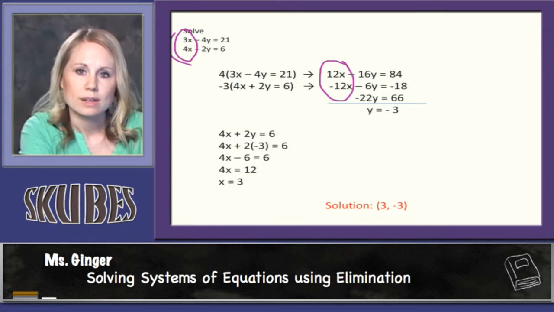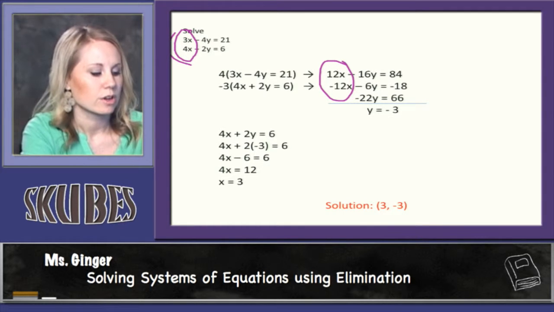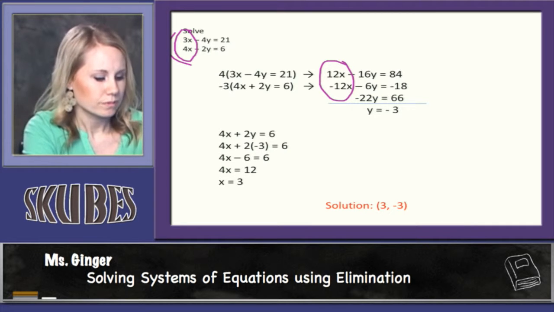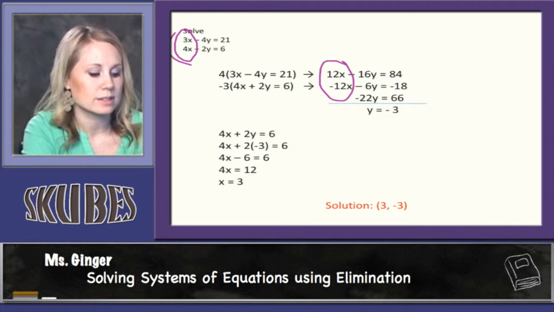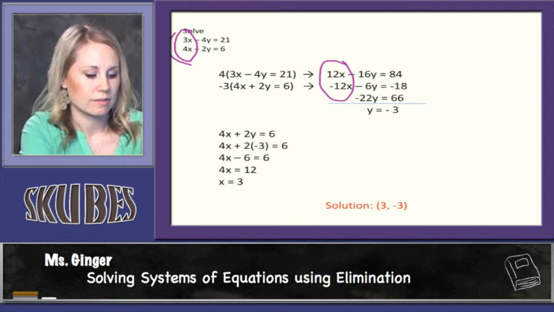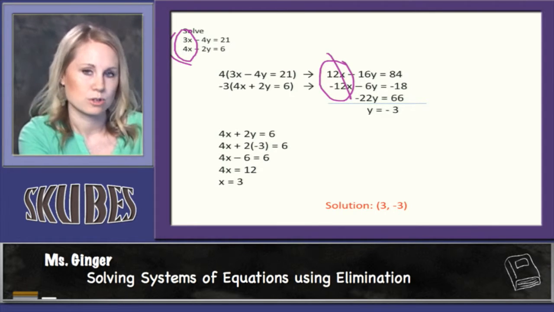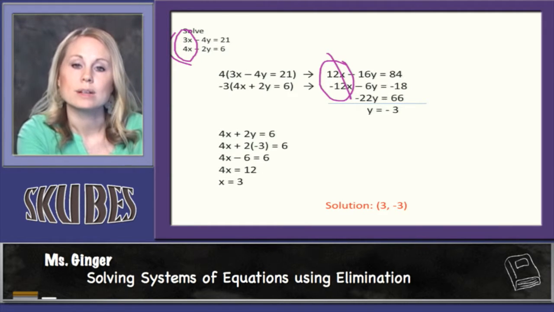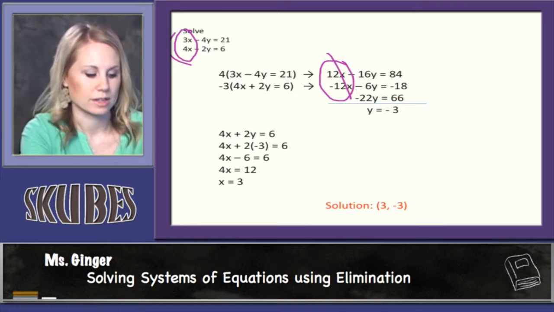So once I distribute, as we saw on the previous slide, we will have 12x minus 16y equals 84. Don't forget to multiply that number you choose by all terms in that equation. And then on the bottom we have negative 12x minus 6y equals negative 18. And what that does for us is that it eliminates the x. We're using elimination. And we can now solve for y with what is left after we add these equations together.